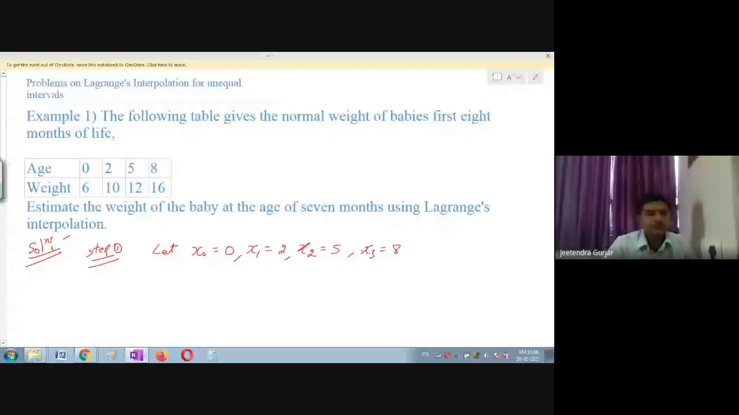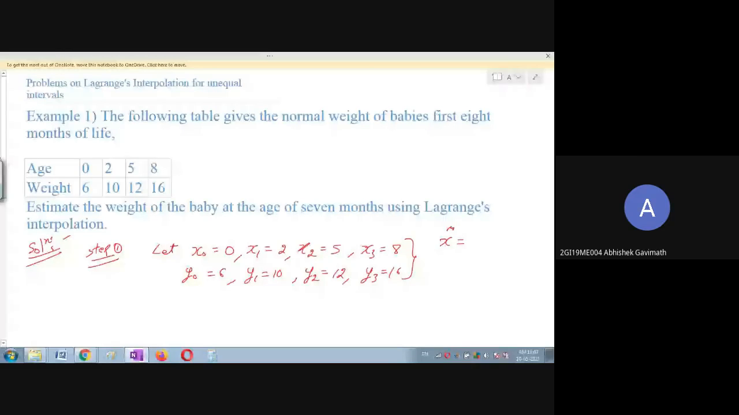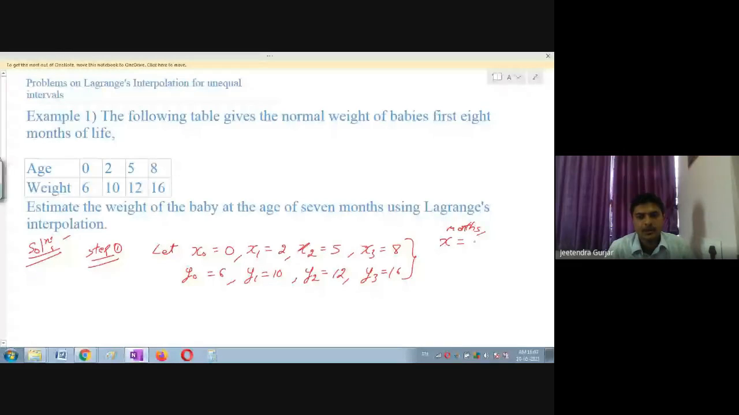Then we have the corresponding weights, that is y0 is equal to 6. Some weight they have given, so the unit is not important here. y3 is equal to 16. Can anybody tell me from the question what is the x we have to find? Months. Which month we have to find? 7. Yes, very good. And y we don't know.